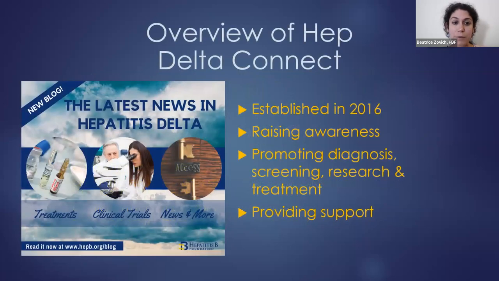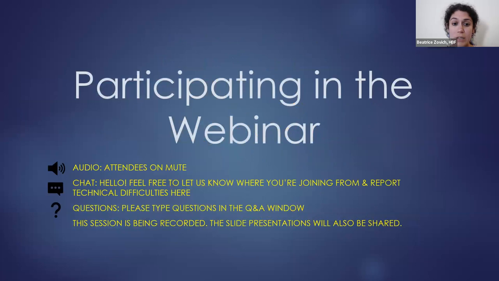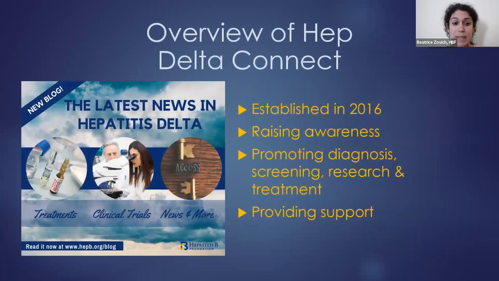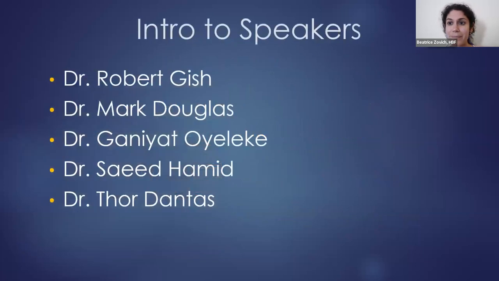So just a brief overview before we get started of Hepatitis Delta Connect. This is a dedicated program of the Hepatitis B Foundation, and it was established in 2016 for the explicit purpose of raising awareness about hepatitis delta and promoting diagnosis, screening, research, and linkage to care, as well as providing support for those who are living with and affected by hepatitis delta through a variety of channels, including email and phone consults, social media, newsletters, blog posts, a website, and webinars such as this one. We are hoping to continue to build and expand our programming throughout 2023, and we will keep you posted about these developments and further opportunities to get involved.